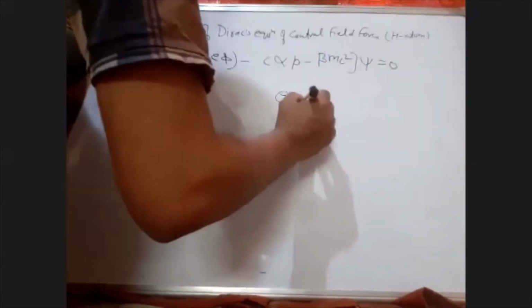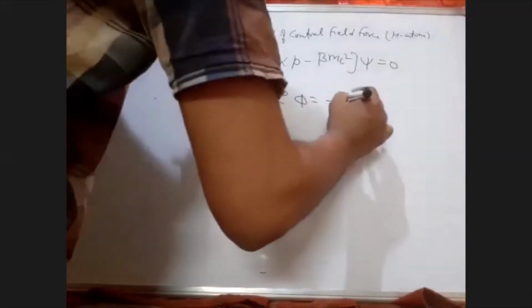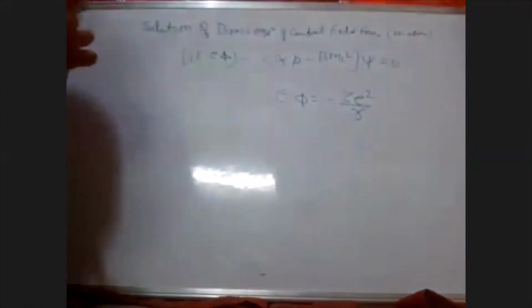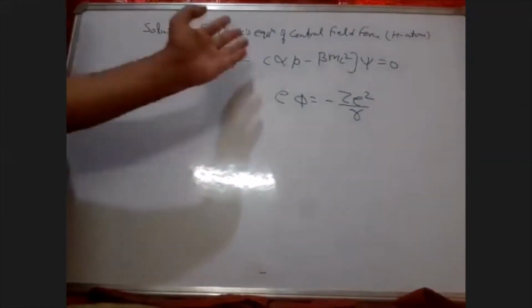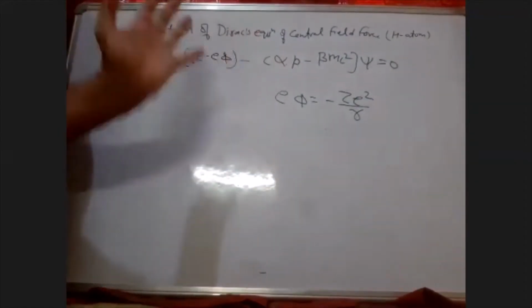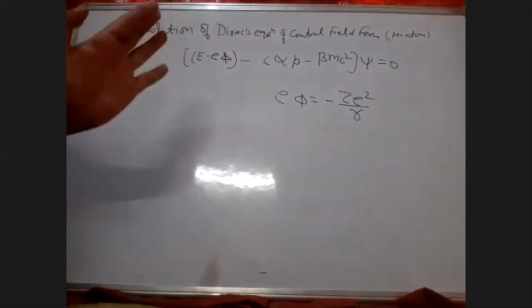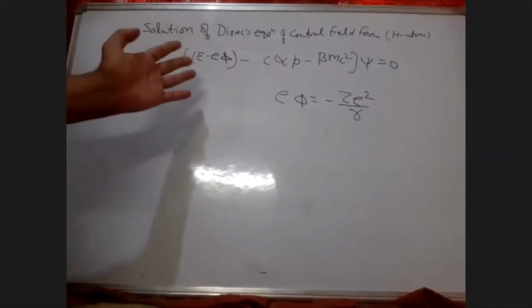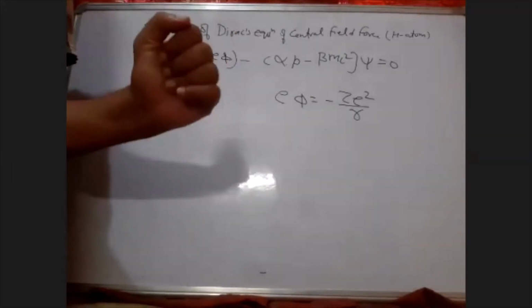Here φ is the central field potential. The value of eφ is minus Ze square upon r. So this is the Dirac equation in central field force. Now we have to change it to spherical polar coordinates.